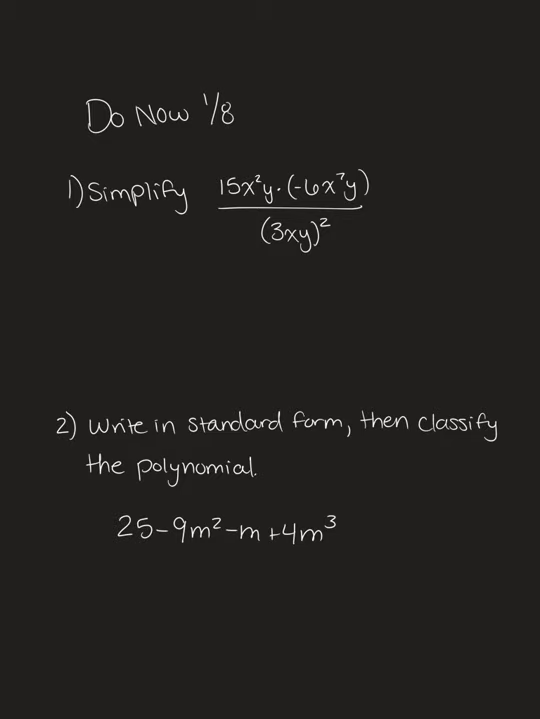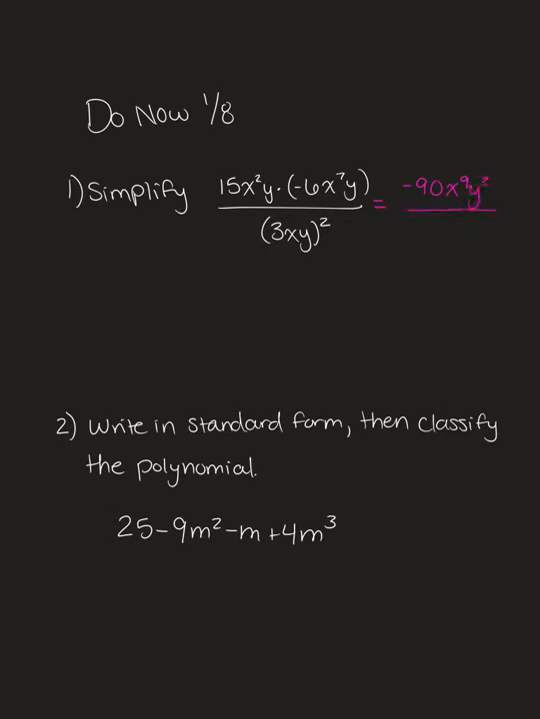Okay, so we'll multiply 15 times negative 6, which will give us negative 90. x squared times x to the 7th, you add your exponents, so you get x to the 9th. And then y times y will give you y squared.